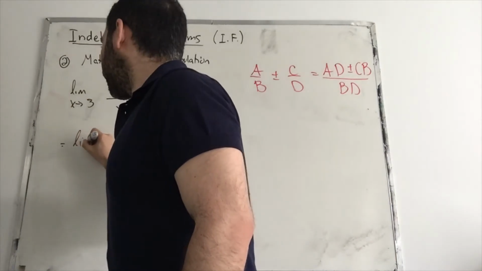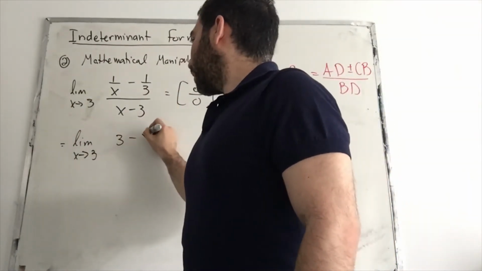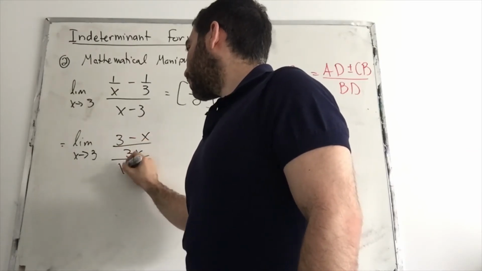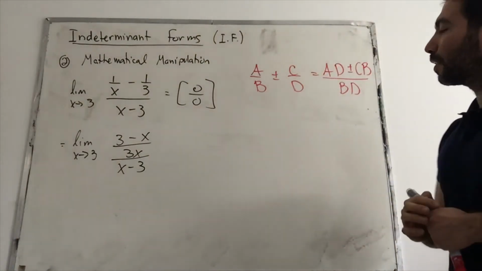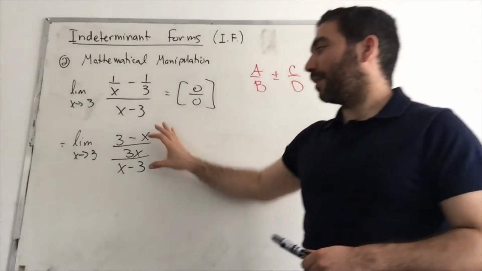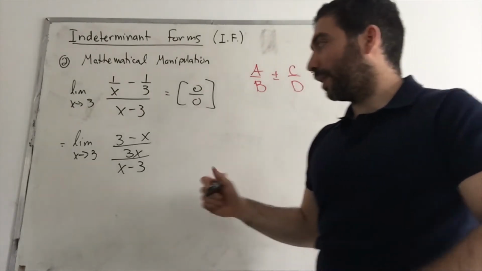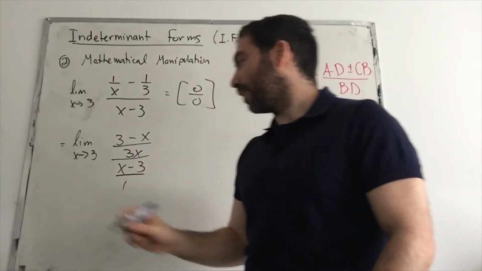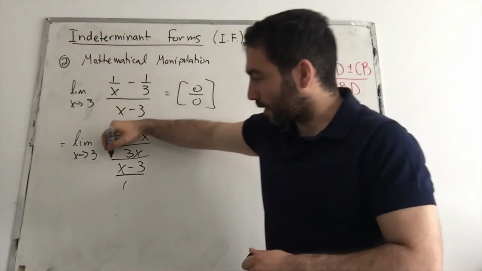So in this case here, limit as x approaches 3, we have 3 minus x over 3x divided by x minus 3. So using this property, we get this. The way you should be thinking of it is, on the top we have a fraction, on the bottom technically we could think of it as a fraction. We have a fraction divided by a fraction. This is like a large division.